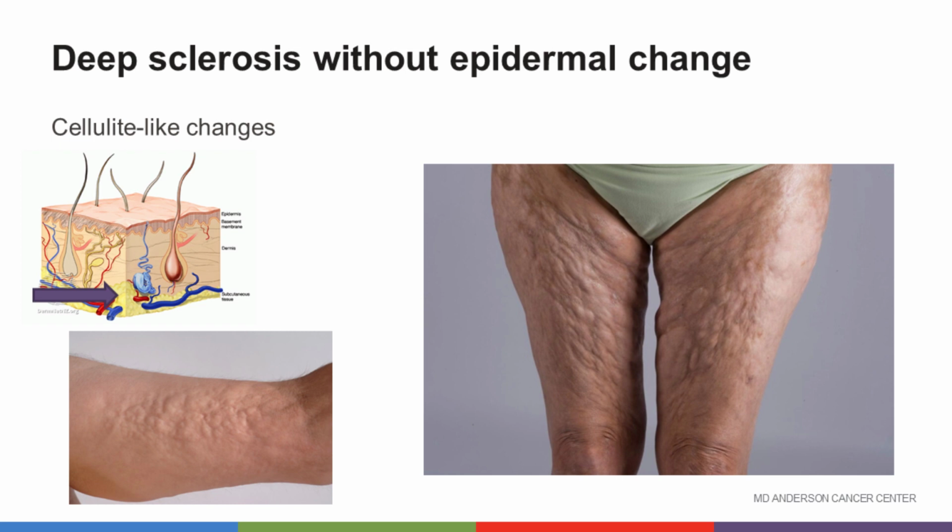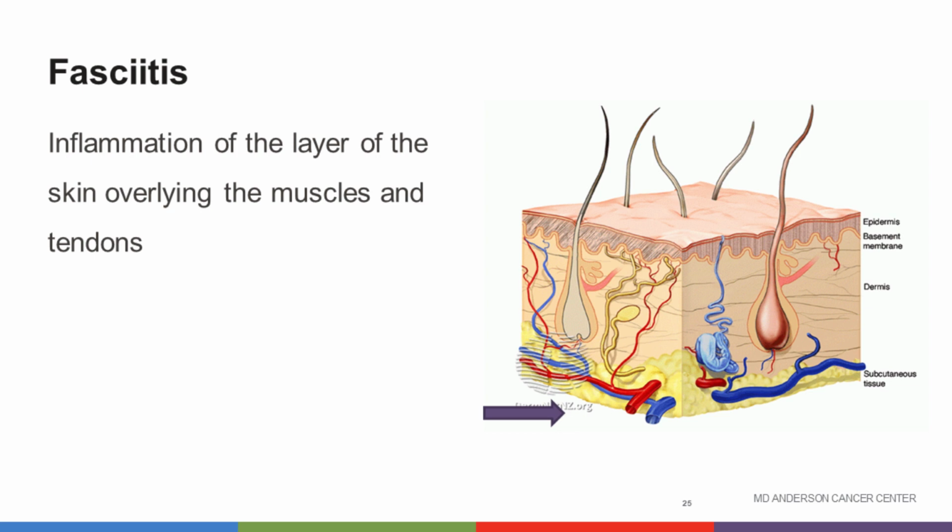Sometimes you can get deep sclerosis way down in the fat without changes to the top layer of skin, without those pigment changes or the shiny skin or the thin skin. And that's deep sclerosis in the fat, sometimes called cellulite, or if you like, cellulite-like changes. You fibrose those fibrous septi, and it almost looks like you've got cellulite. So this is actually chronic graft-versus-host disease of the fatty layer not involving the dermis and the epidermis quite as much.